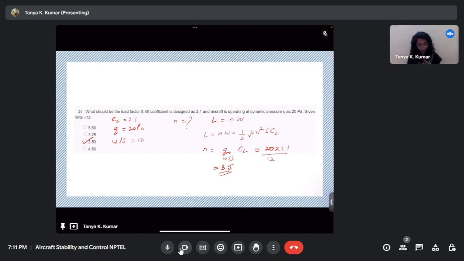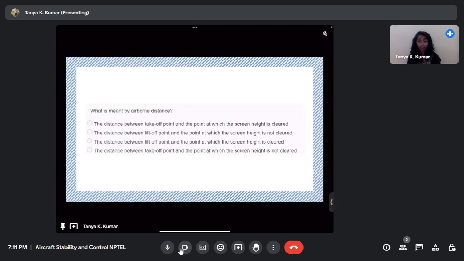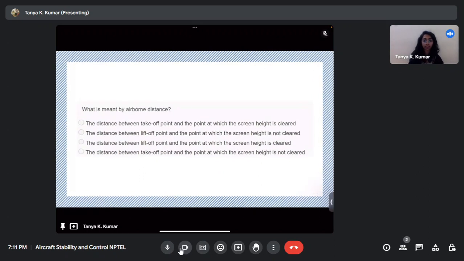Now look at the next question. What is meant by airborne distance? The distance between takeoff point and the point at which the screen height is cleared. The distance between liftoff point and the point at which the screen height is not cleared. Distance between liftoff point and the point at which the screen height is cleared. Distance between takeoff point and the point at which screen height is not cleared. What is screen height?